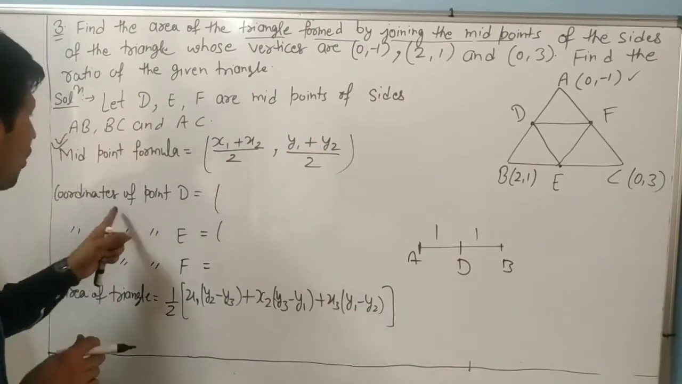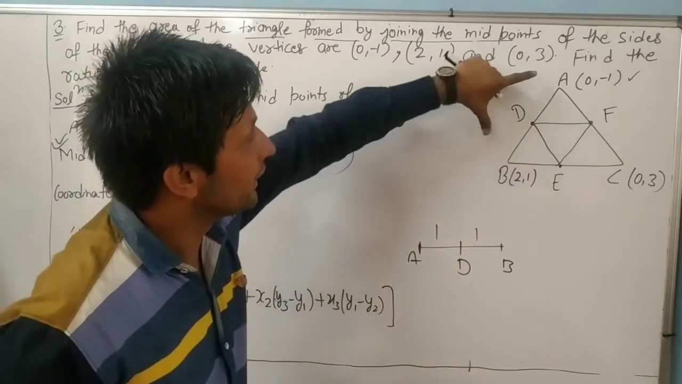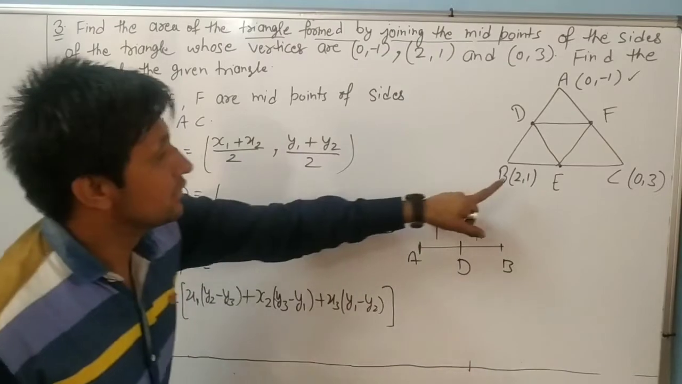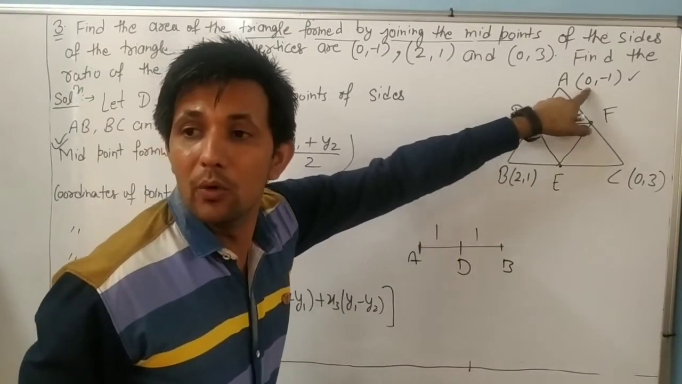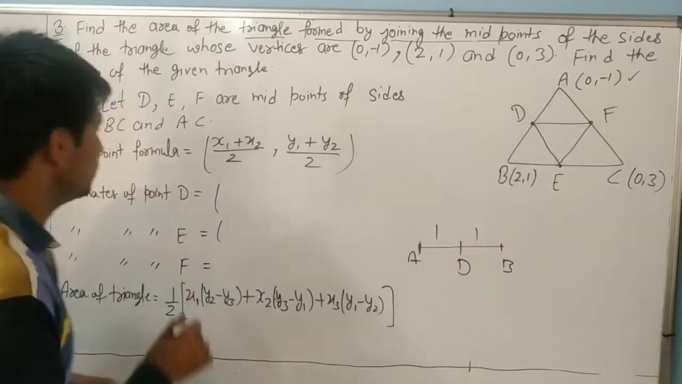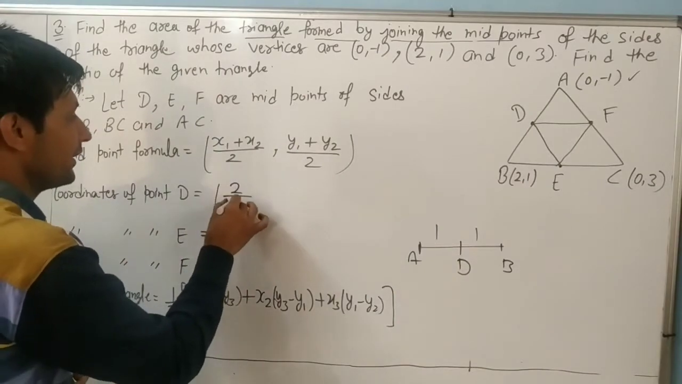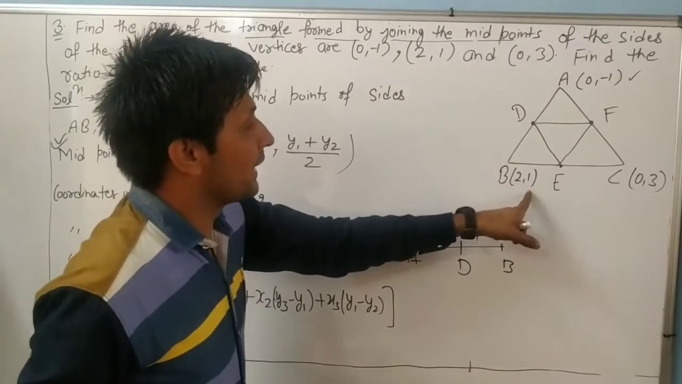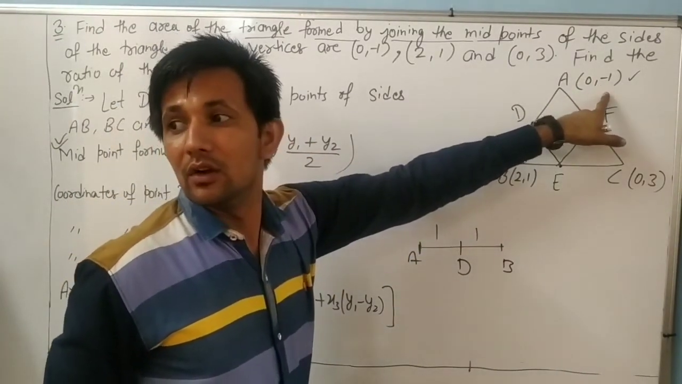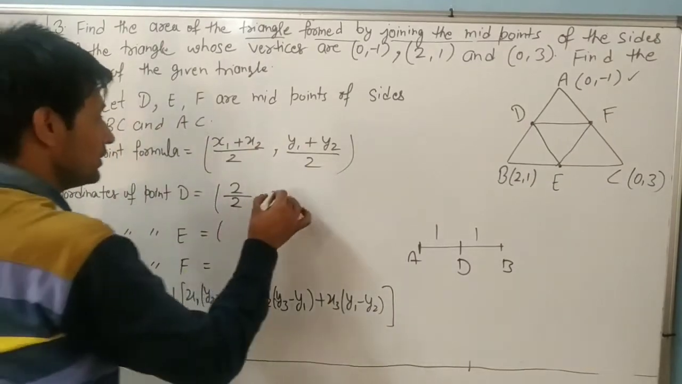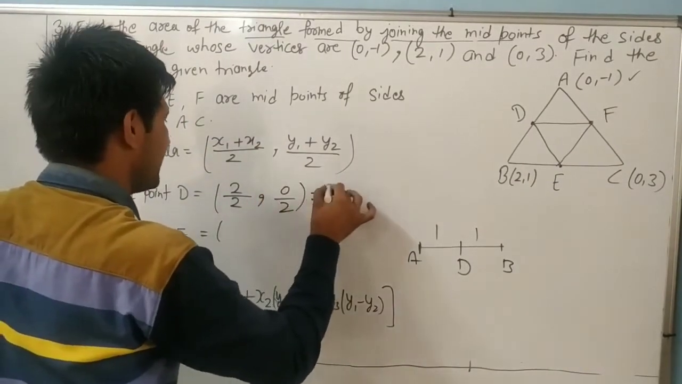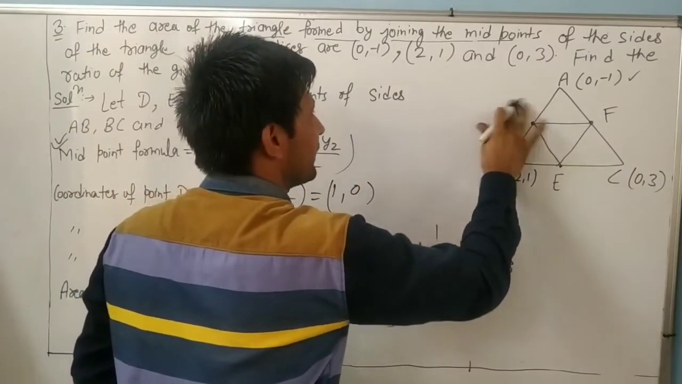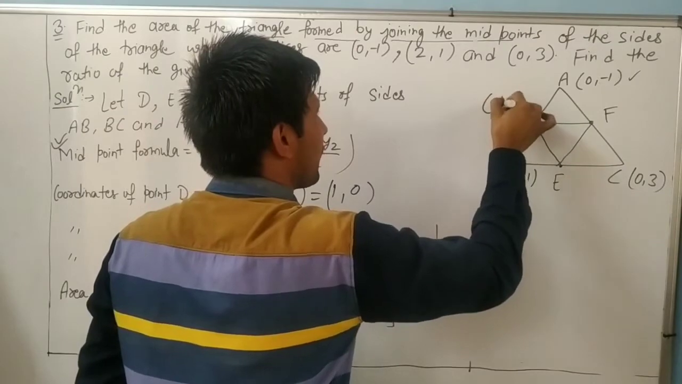So look at the coordinates of D, joining A and B. Sum of x1 and x2: 2 plus 0 is 2, divided by 2. Comma, y1 plus y2: 1 minus 1 is 0, 0 divided by 2. So 2 divided by 2 is 1, and 0. The coordinates of D are (1, 0).